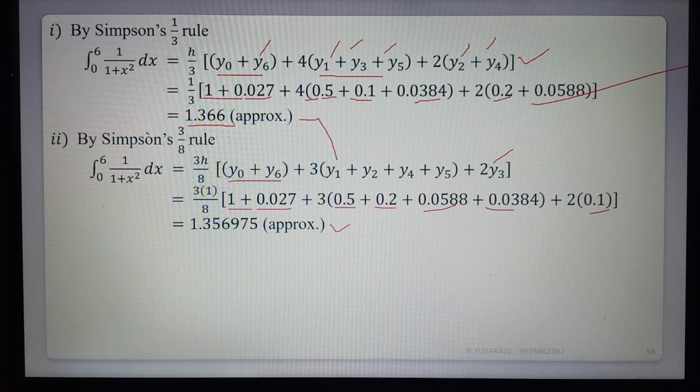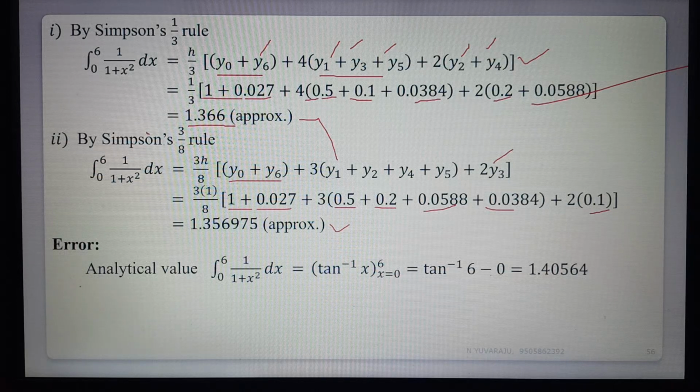Now finding the exact value, using the direct formula for integration, so that we can find the error. The analytical value is the integration from 0 to 6 of 1 by 1 plus x square dx. The integration of 1 by 1 plus x square is tan inverse x. Substituting the lower and upper limits, tan inverse 6 minus tan inverse 0, which is 0. So tan inverse 6 is 1.40564. This is the analytical value, and the other two are the numerical values.